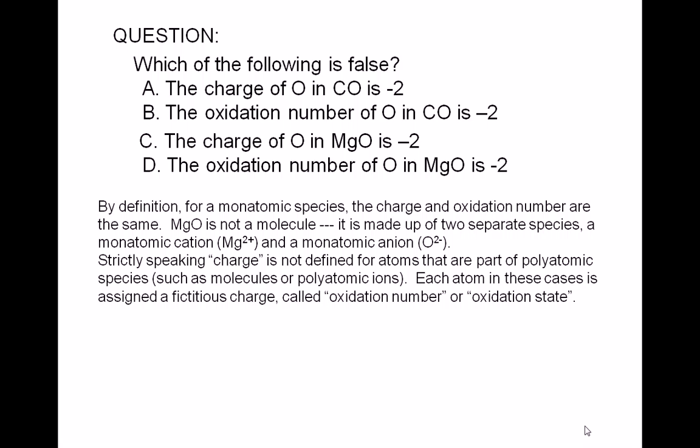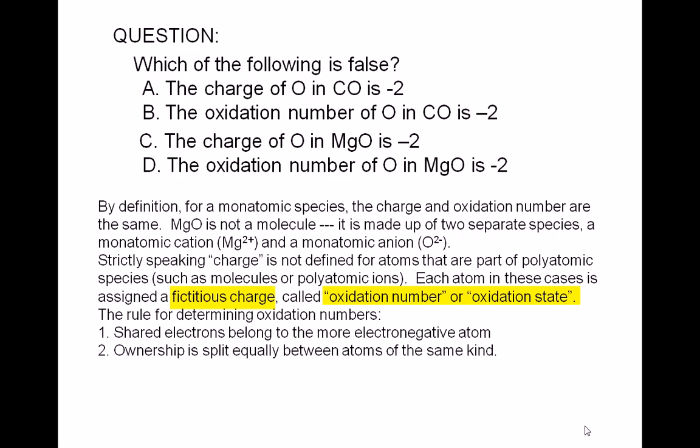In a polyatomic species, each atom is assigned a fictitious charge called oxidation number or oxidation state. The basic rules for determining oxidation numbers of atoms in a polyatomic species are as follows. Number 1. Shared electrons belong to the more electronegative atom. Number 2. Ownership of shared electrons is split equally between atoms of the same kind.